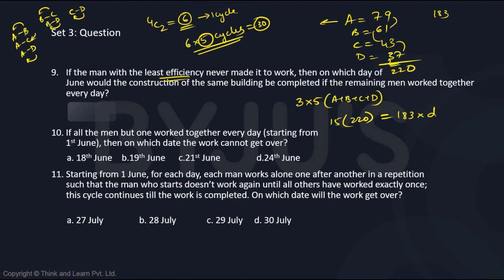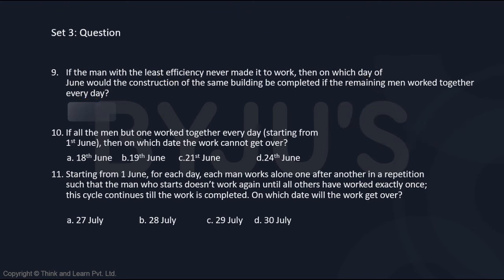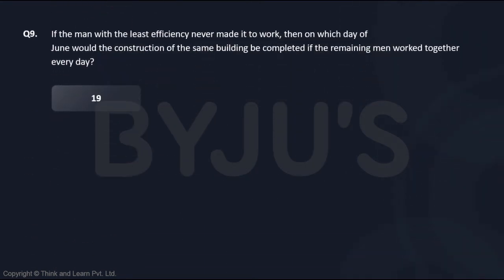It will be a fraction, of course, because they are not looking at exactly what the time is. They are looking at which day, which day of the week. So you have to divide it and get the answer. 15 into 220 divided by 183. So this gives you D equal to 18 point something, which means this is the 19th day. So the first answer is 19.